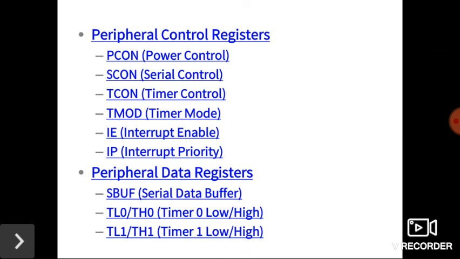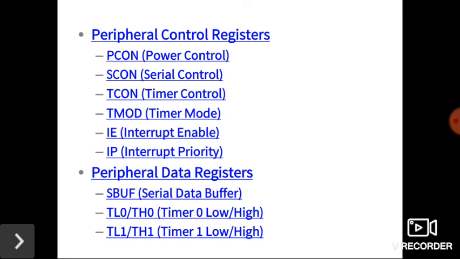Then peripheral control registers. In peripheral control registers, first one is power control. PCON means power control. As the name suggests, it is used to control the 8051 microcontroller's power modes. It is located at 87H of the SFR memory space. Using 2 bits in the power control register, the microcontroller can be set to idle mode and power down mode.